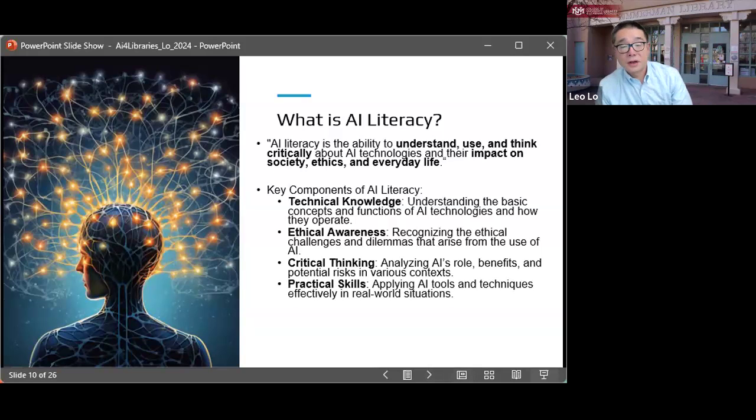Also, practical skills. We need to learn how to interact with these AI tools, data platforms, generative AI like ChatGPT. We need to adapt to using it in the workplace alongside human skills.